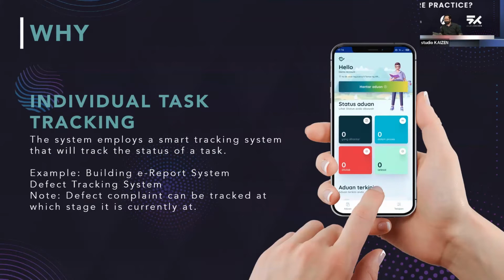So, for example, in our building e-report system application, as the developer, you can track your defect complaints by the homeowner much more systematically. As a consultant, you are now much more aware of the defects that occur in the defect liability period. And as a contractor, you can plan which defects to rectify beforehand. So more on this app in a bit.